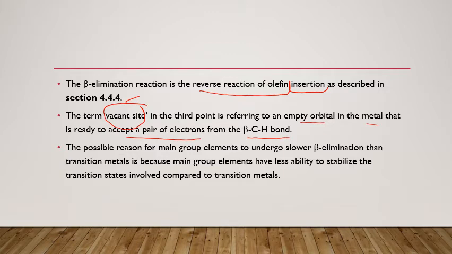And this is the reason why main group elements undergo slower beta elimination compared to the transition metals. Because main group elements have less ability to stabilize the transition state compared to transition metals. Transition metals can stabilize themselves easily. Thus, beta elimination can proceed very fast compared to the main group elements.